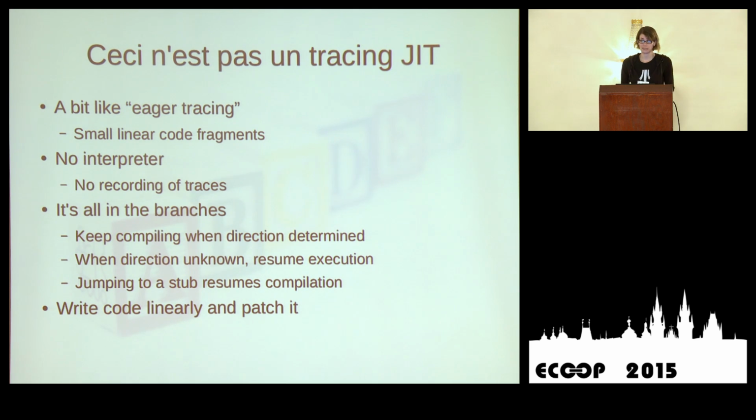So basic block versioning is a little bit like eager tracing. We're working with small linear code fragments. One of the differences is that there's no interpreter and there's no recording of traces. So it works by interleaving compilation and execution, and the logic is largely in the branches. The compiler will keep generating code for as long as it can determine the direction of a branch, so determine which way a type test is going to go at compilation time. And when it doesn't know, it resumes the execution and lets the program decide, so to speak. And when the program jumps to a stub, to a version that hasn't been compiled, compilation will resume. So we're basically writing machine code linearly and patching it.